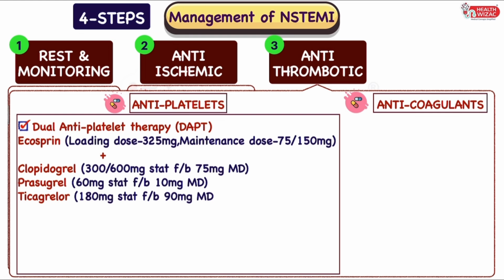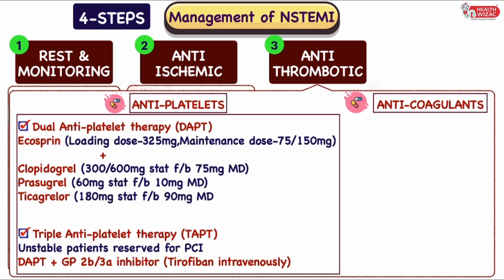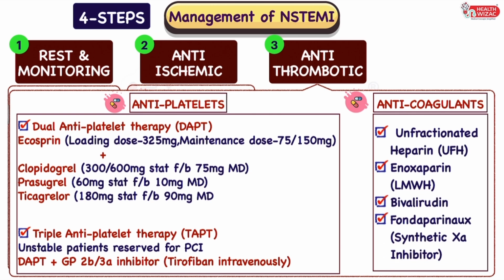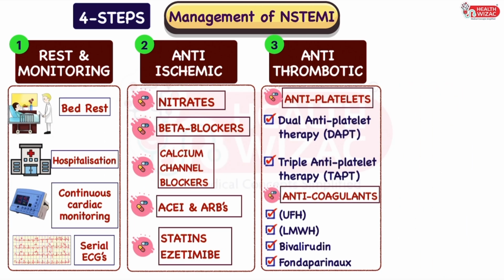Apart from this, highly unstable patients who are reserved for percutaneous coronary intervention are started on triple antiplatelet therapy, which includes dual antiplatelet therapy along with a GP2B3A receptor inhibitor, that is tirofiban, which is started intravenously. In case of anticoagulants, one among 4 agents is used: unfractionated heparin, enoxaparin, that is low molecular weight heparin, bivalirudin, and fondaparinux, which comes into the category of synthetic 10A inhibitors.